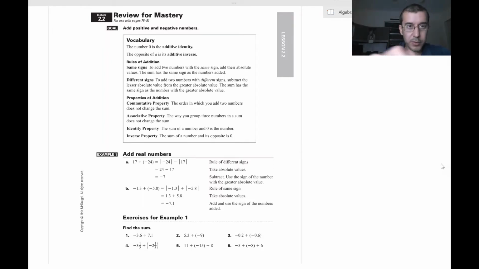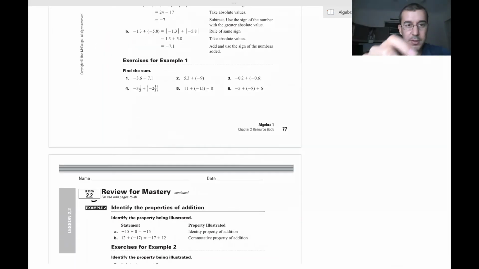Section 2.2, this is the review for mastery. So exercises 1 through 6. Find the sum. For number 1, we have a negative and a positive number. 7.1 is greater than 3.6, so positive sign, then 7.1 minus 3.6 is 3.5. So plus 3.5 is the answer.